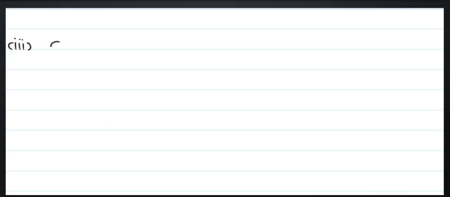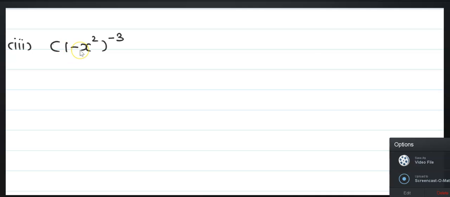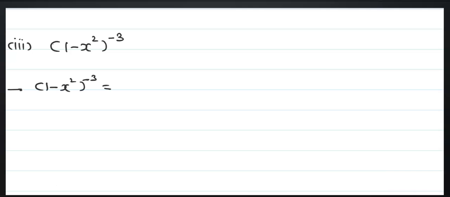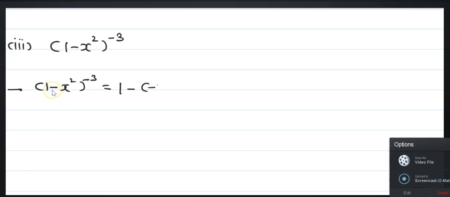Now the third example. What is that? (1 minus x square) raised to 3. It's clear that all the terms for this expansion will be positive. See this again. As here is a minus sign, therefore we will get alternately plus minus plus minus. Therefore first is 1 minus 3 into x square.